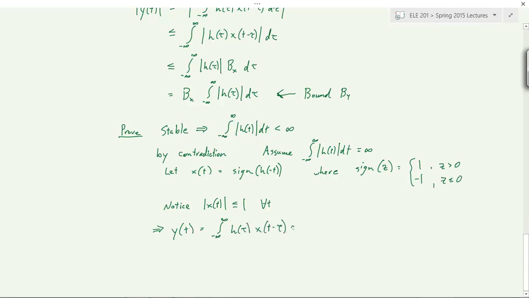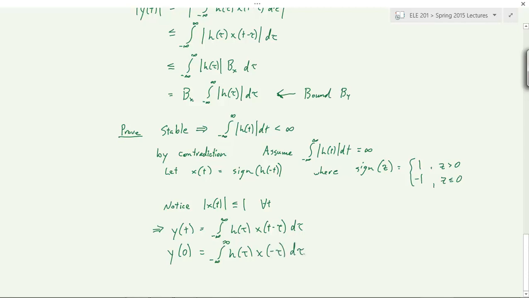So h of t is this thing. And we just want to look at h at time 0 to show that at least at one point in time it's extremely large, actually infinite. Okay? And so that means plug in 0 for t. So it should be h of tau x of negative tau. You see that? Because I just plugged in 0 for t.